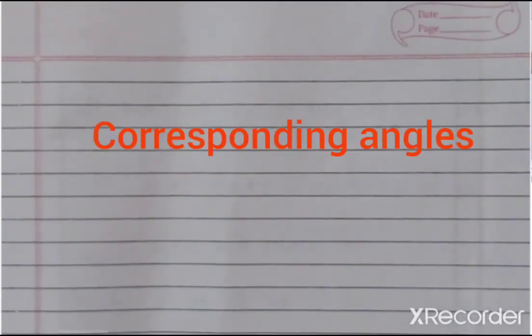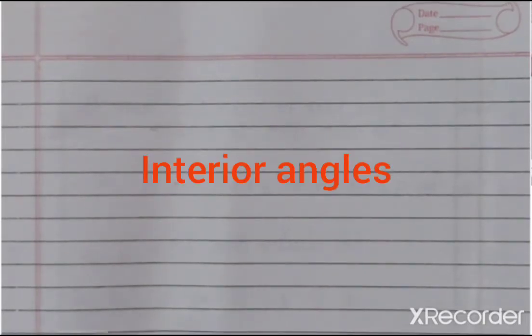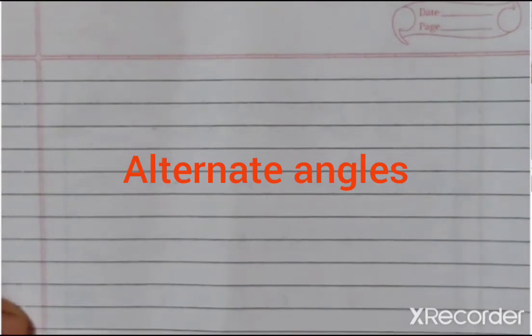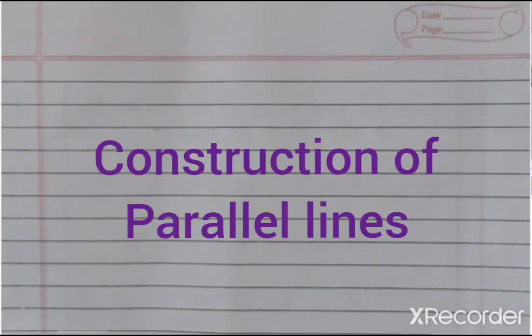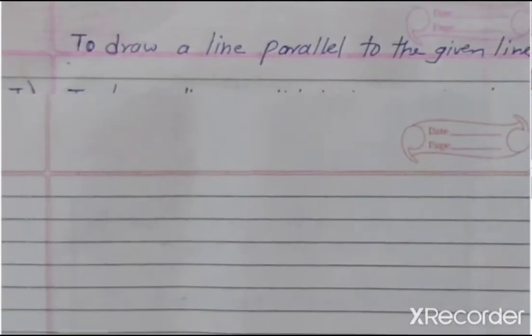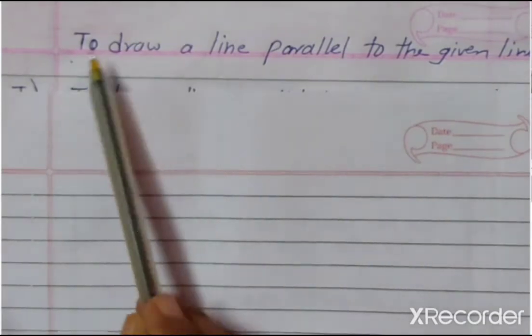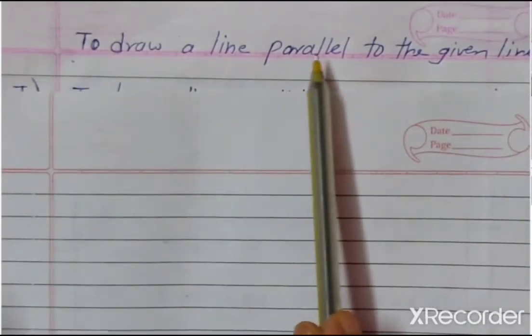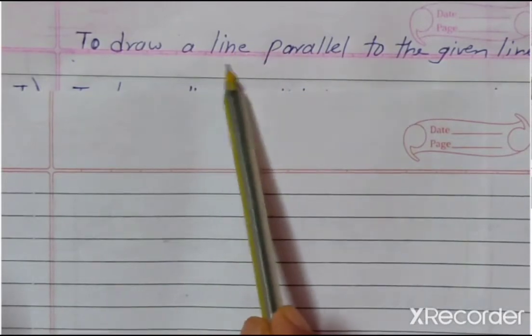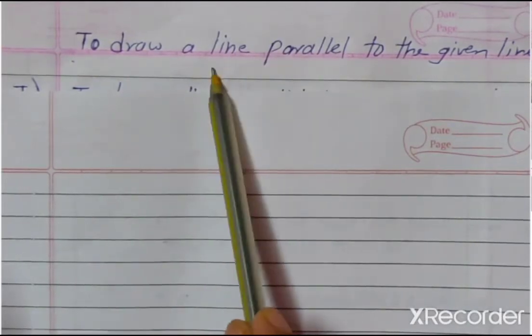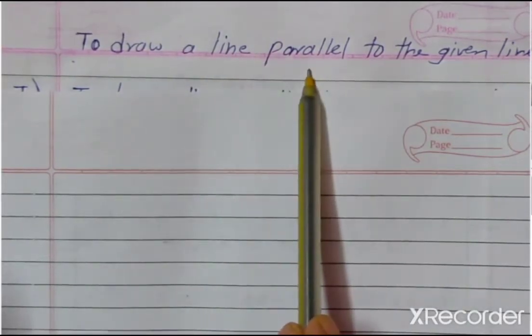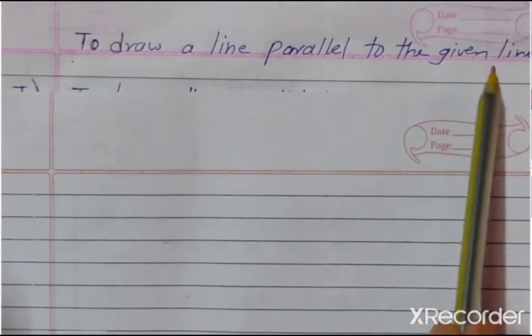Hello student, in our earlier video we studied types of angles formed by two parallel lines and a transversal. In this video we will learn construction of parallel lines. So this is our first point, to draw a line parallel to the given line. Here we are going to construct a parallel line to a given line.